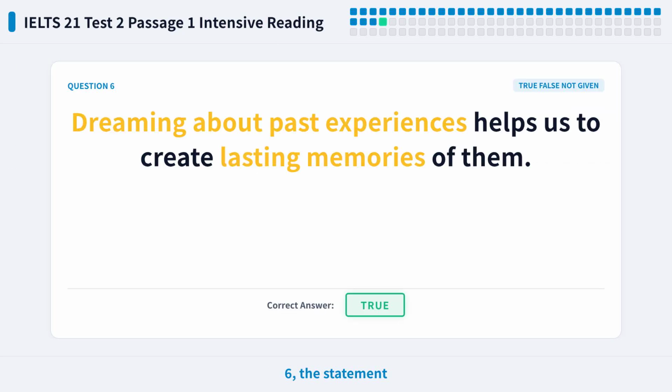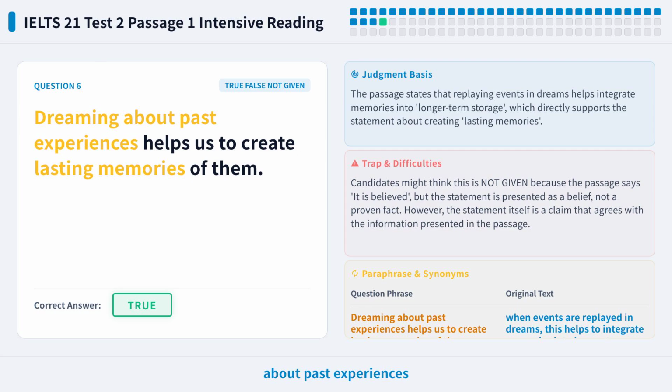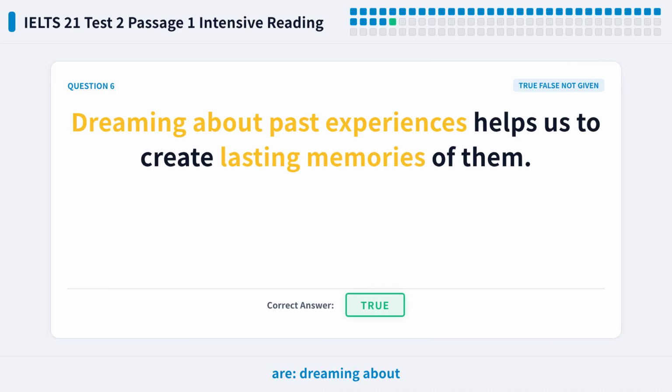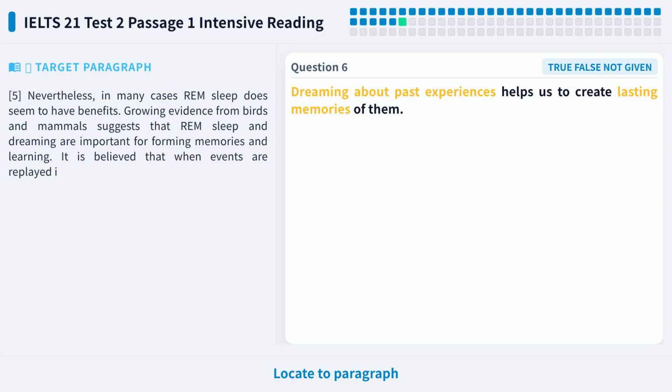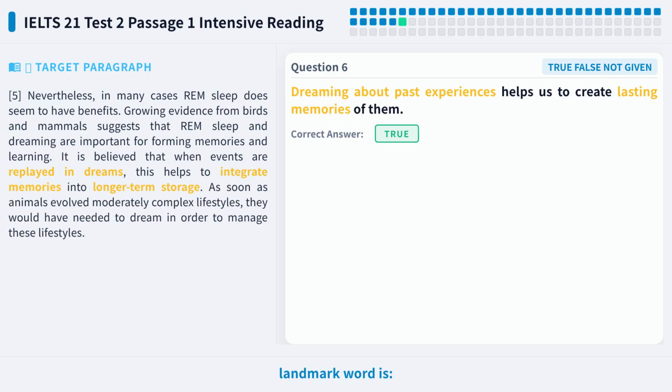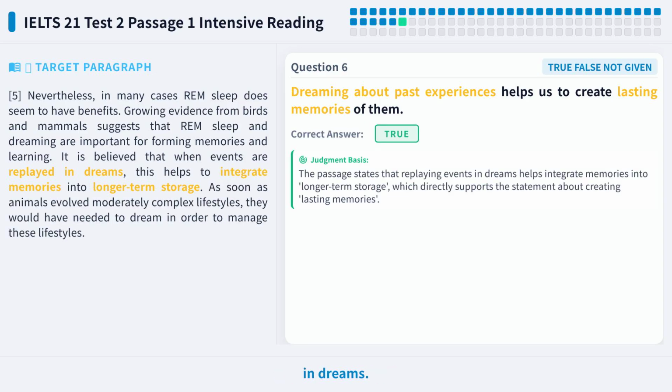Let's look at question 6. The statement says, dreaming about past experiences helps us to create lasting memories of them. Key clue words are dreaming about past experiences, lasting memories. Locate paragraph 5. The scanning landmark words are, events are replayed in dreams.